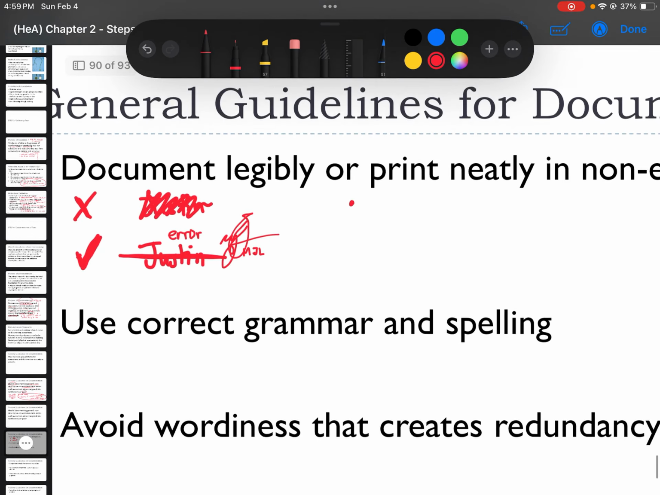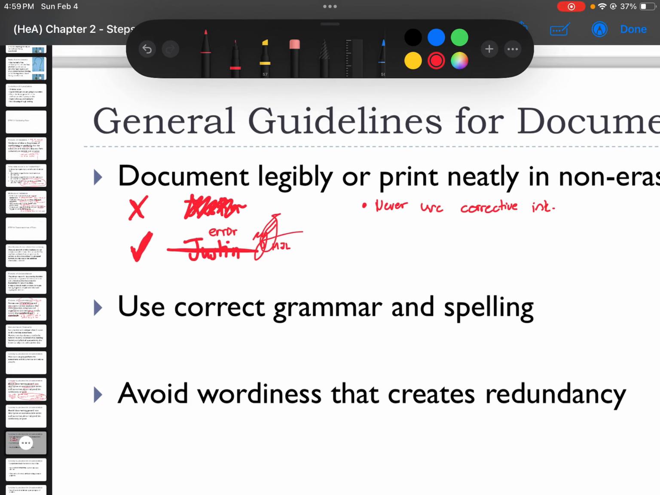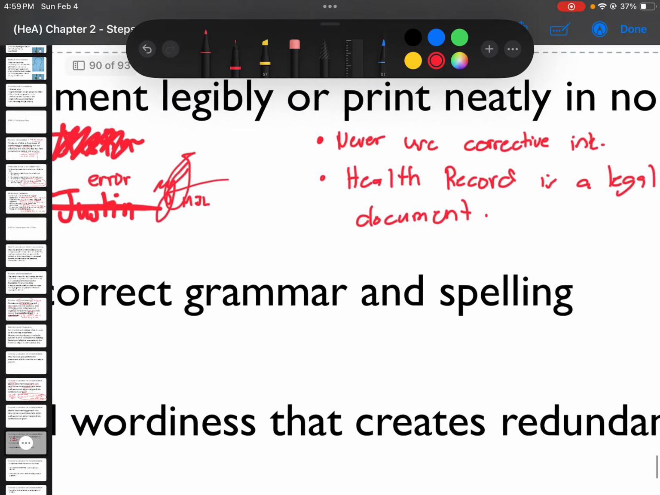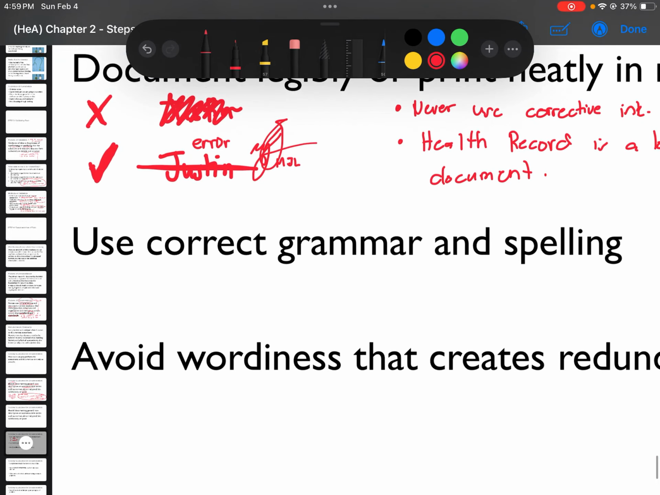Another guideline, class, is to never use corrective ink or correction tape. Never use correction tape. Okay? Keep in mind, class, that the health record is a legal document, and this might be seen as tampering. Health record is a legal document. Use correct grammar and spelling.